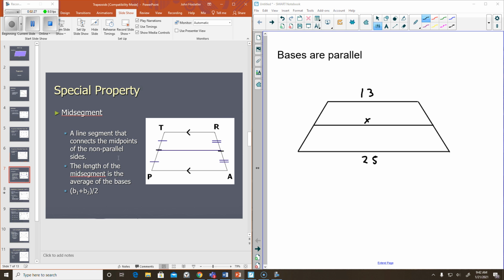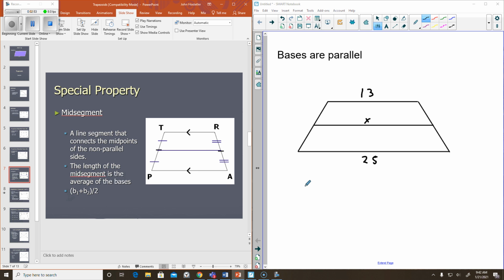Now, there's one rule that you need to know, and there's a formula for that, and that is to find the midsegment, which is like this over here, this x, okay? When you're looking for x, or looking for the midsegment, you have to use the formula where you add the bases together, base 1 plus base 2, and you divide it by 2, okay? It's pretty simple, but we just need to look at it again here real quick, and we're going to look at it as an example.